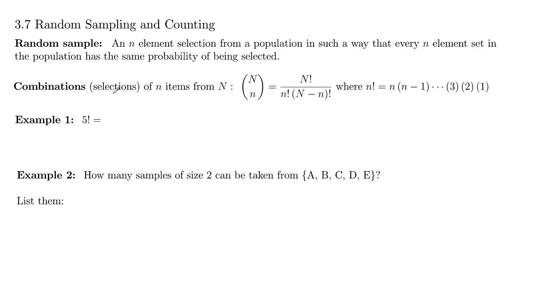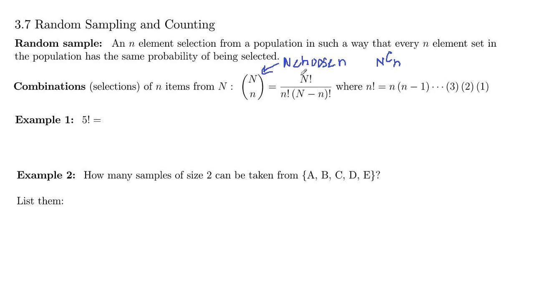So combinations or selections of little n from a cap of total N is the number of random samples. So we read this as cap N choose little n. And sometimes you'll see that also written as NCn, like that. So combinations or selections.